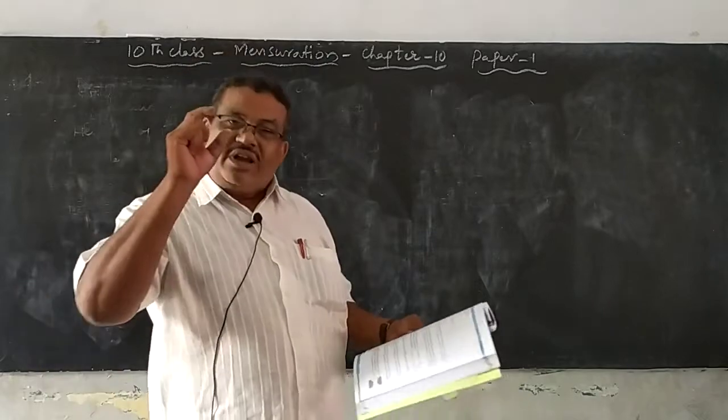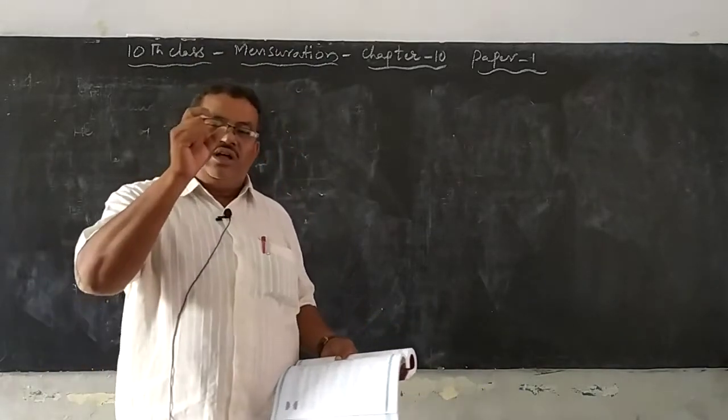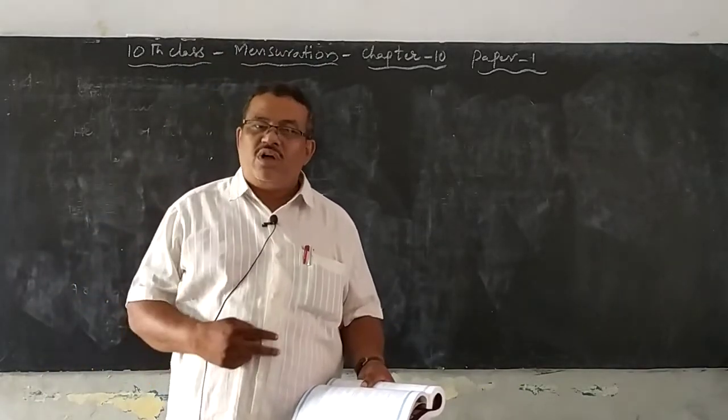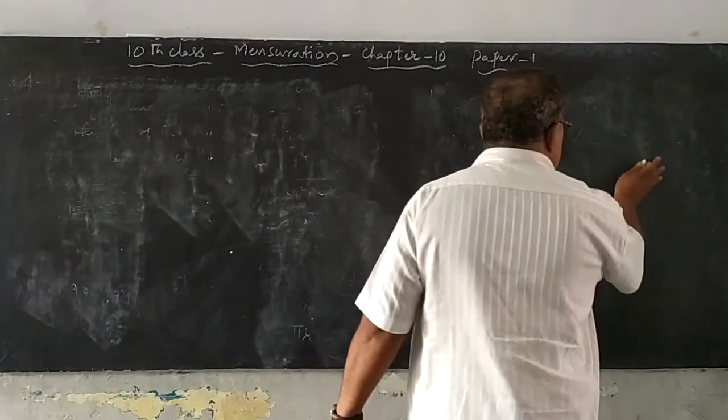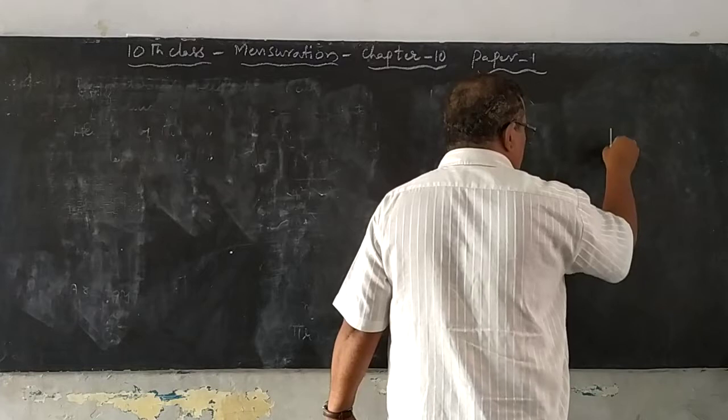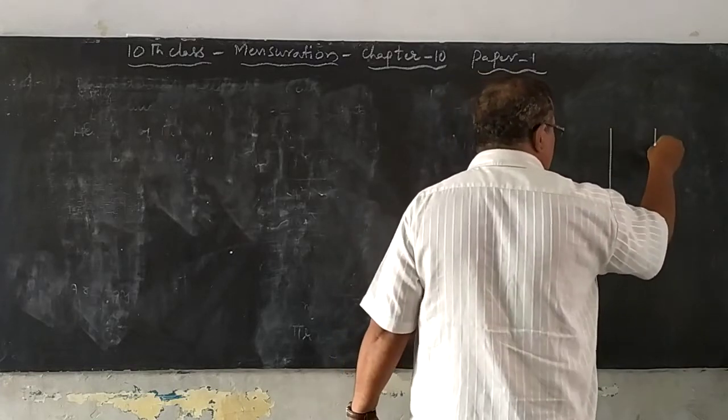So first of all, read the problem. Using the data, we just have to draw a rough sketch, a rough diagram only. Let us see, children. This is the cylinder.